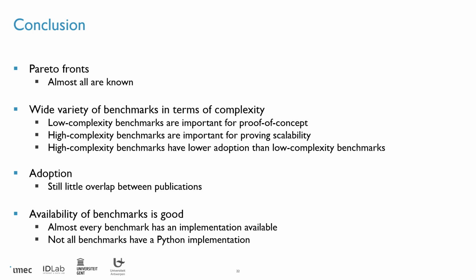We notice that there is a lot of variation in terms of complexity. Low complexity benchmarks are very useful for proof of concept research, while high complexity benchmarks are important for proving the scalability of methodologies. We note that the adoption of high complexity benchmarks is still limited compared to that of low complexity benchmarks. When evaluating adoption, we note that there is still room for improvement. Evaluation using the DeepSea Treasure benchmark is a good starting point, but ideally, authors should also consider more complex benchmarks like the one we proposed, or multi-objective Super Mario Brothers.